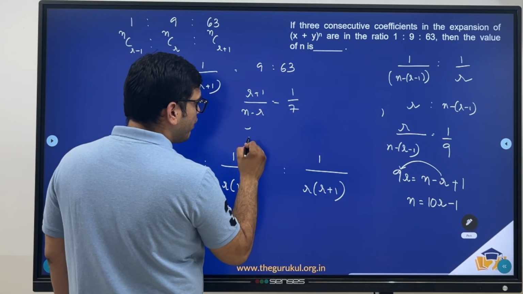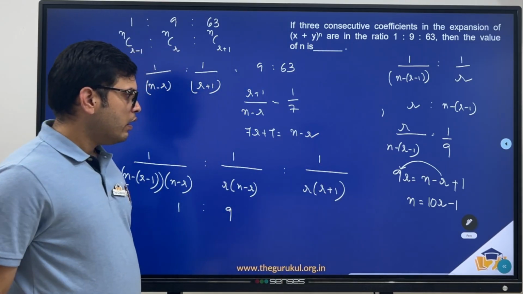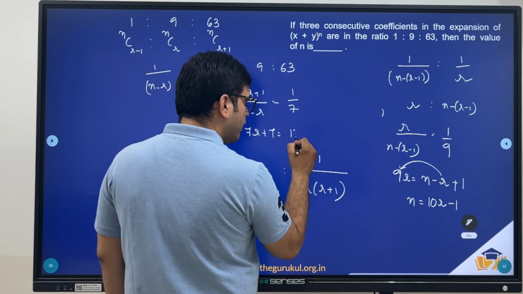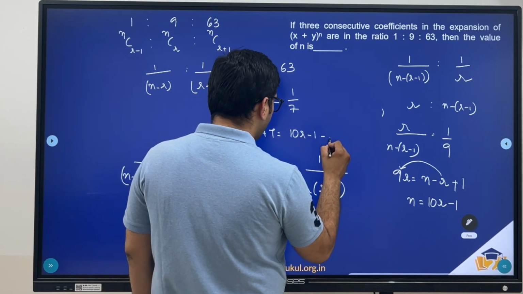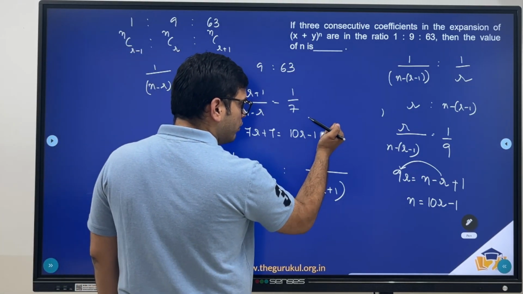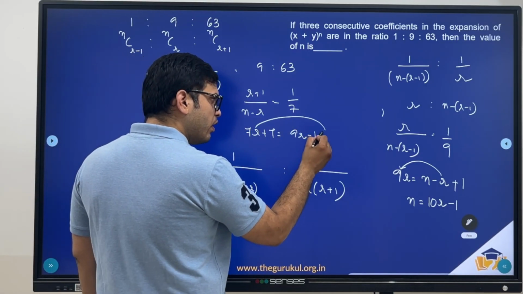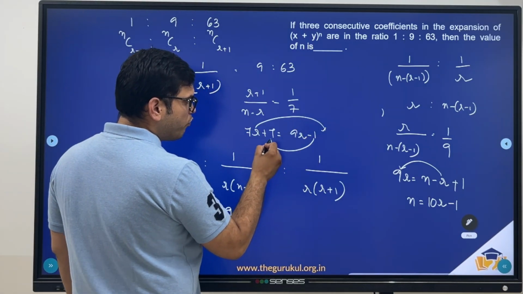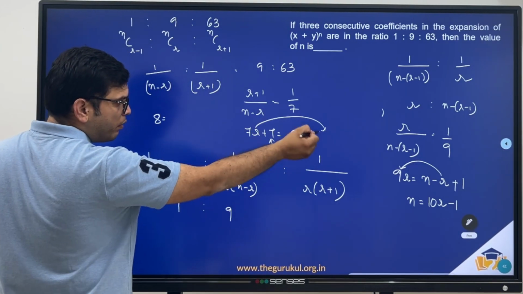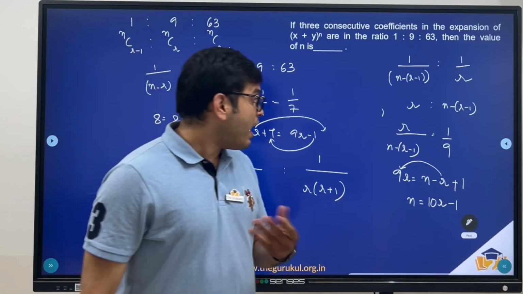Now what do we have? 7r plus 7 is equal to n minus r. Now what is n? 10r minus 1. Now let me substitute this with 10r minus 1 minus r. Now 10r minus r, you have 9r, 9r minus 1. Now let me bring 7r to right hand side and minus 1 to left hand side. So 7 plus 1, 8 is equal to 9r minus 7r, 2r, or r is equal to 4. Now we have r is equal to 4.